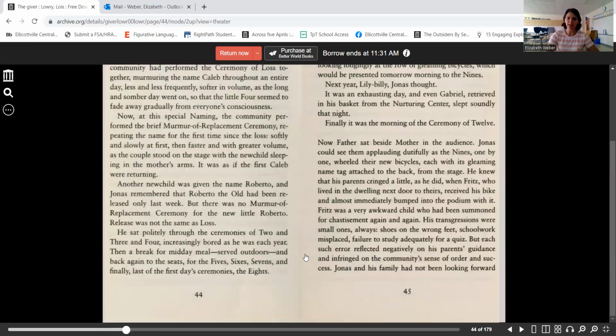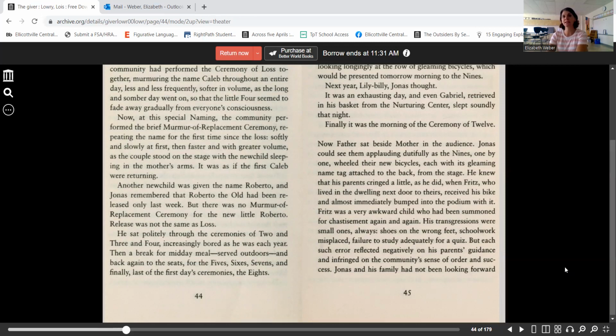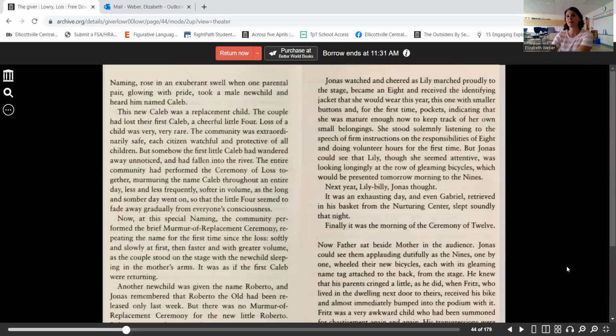He sat politely through the ceremonies of 2 and 3 and 4, increasingly bored as he was each year. Then a break for midday meal served outdoors and back again to the seats for the 5s, 6s, 7s, and finally, last of the first day ceremonies, the 8s. Jonas watched and cheered as Lily marched proudly to the stage, became an 8, and received the identifying jacket that she would wear this year.